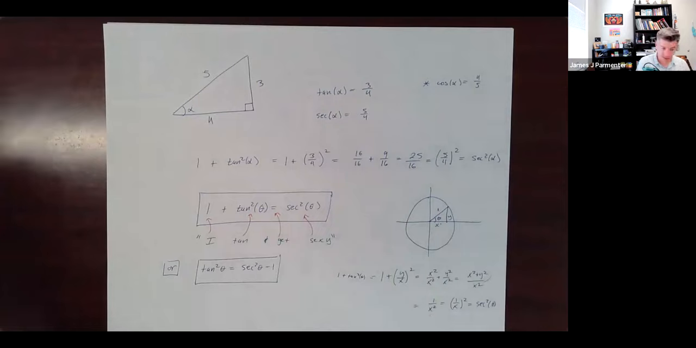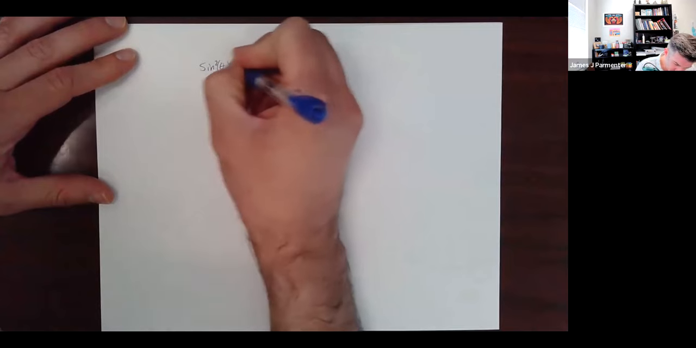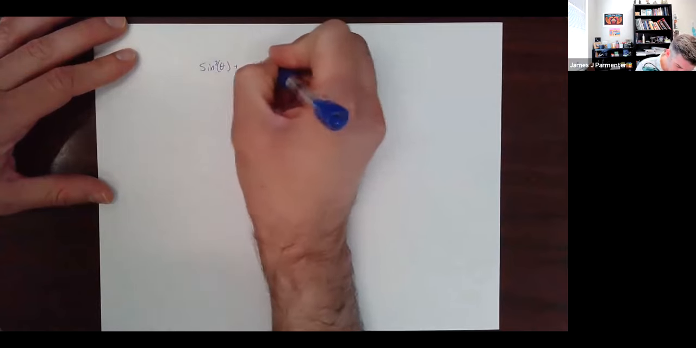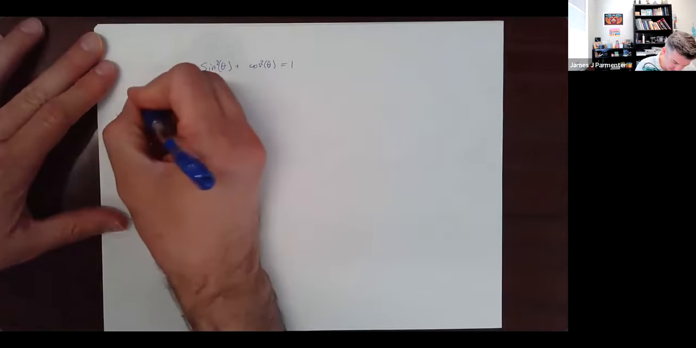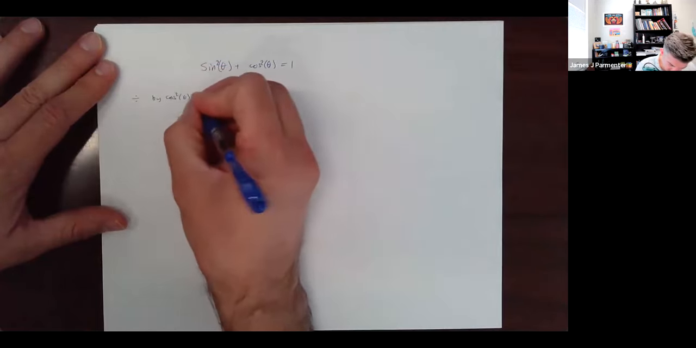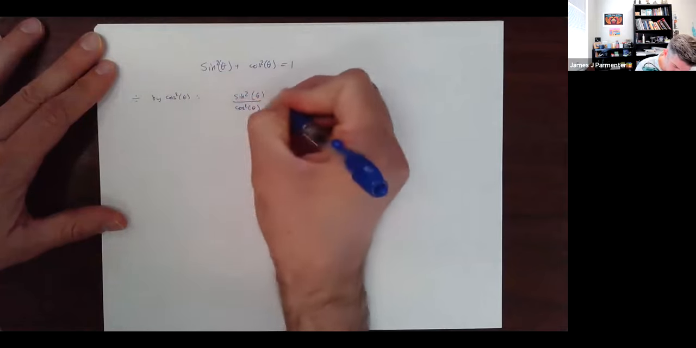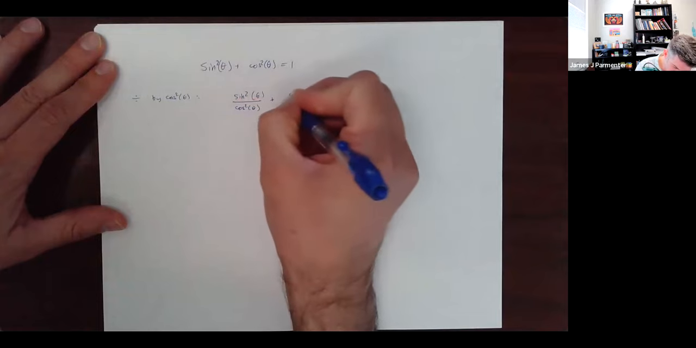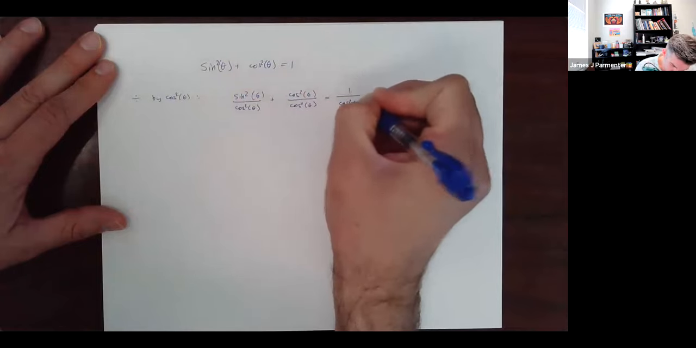Another way we could have gotten here is by starting with everyone's favorite, most famous trig identity, sine squared of theta plus cosine squared of theta equals 1, and dividing everything by cosine squared. So if I divide by cosine squared, what do I get? Well, I get sine squared theta over cosine squared theta plus cosine squared theta over cosine squared theta equal to 1 over cosine squared theta.